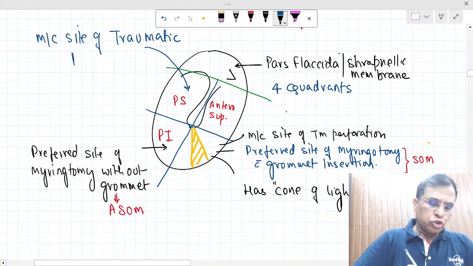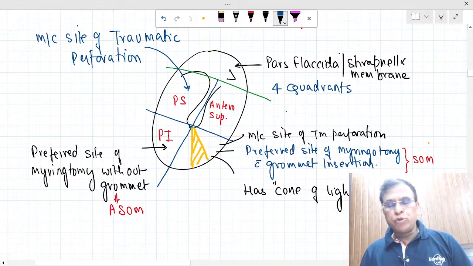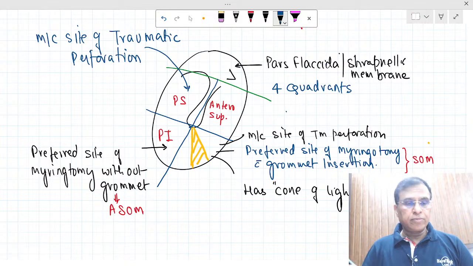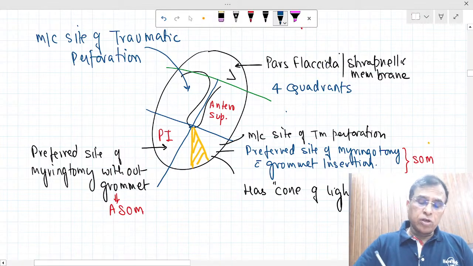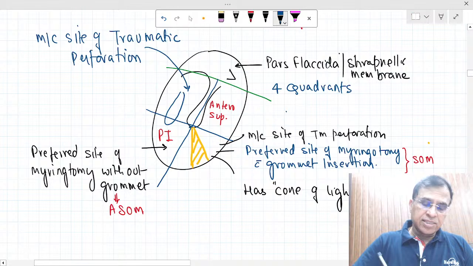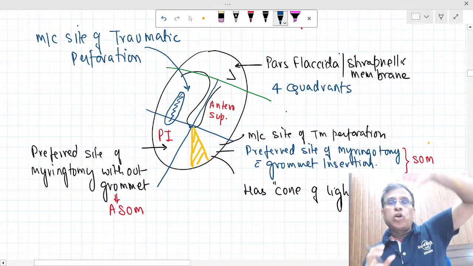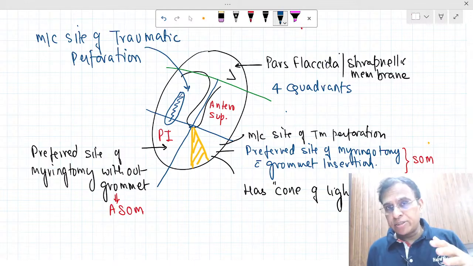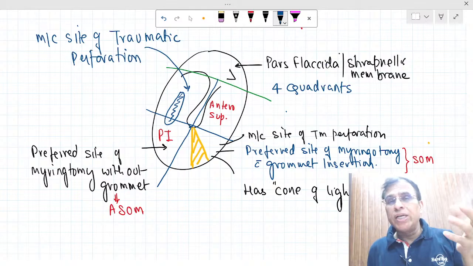Perforation due to trauma. Traumatic perforation happens posterior superiorly, in the posterior part of the tympanic membrane. And this traumatic perforation, the shape is also different, like this. It is more long, so we call it oblong shape. Otherwise, most of the perforations are round to oval in shape.